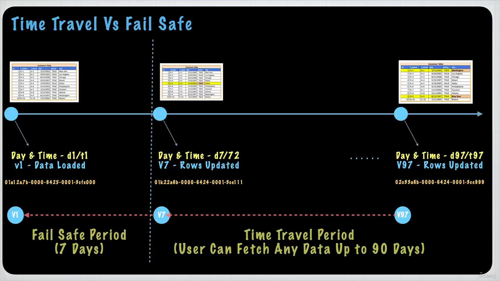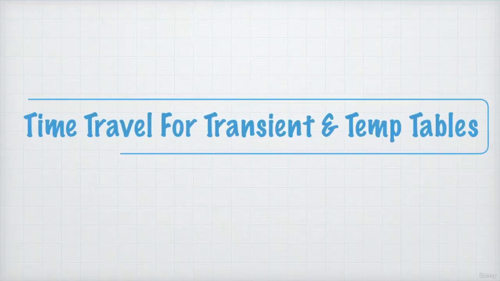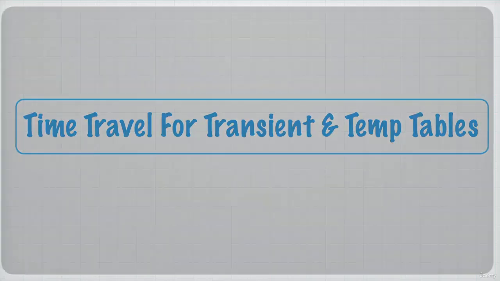Failsafe's primary intent is very different from the time travel feature. Failsafe ensures historical data is protected in the event of system failure or other catastrophic event, that is a hardware failure or a security breach. Failsafe is not provided as a means of accessing historical data after the time travel retention period has ended. It is for use only by Snowflake to recover data that may have been lost or damaged due to extreme operational failure. We know Snowflake allows us to create transient and temporary tables, and we will understand how they work with the time travel feature.